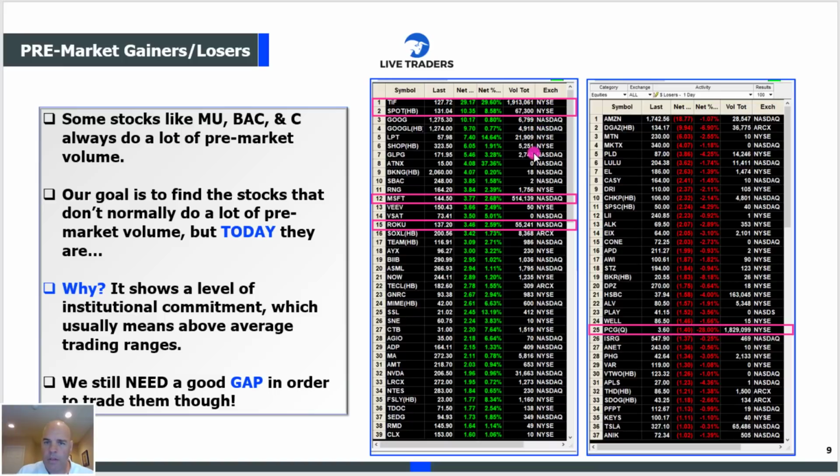I would skip this one, this one, this one, this one, this. In fact, let's take a closer look at which ones I would actually look at. On this list, there are 39 stocks.